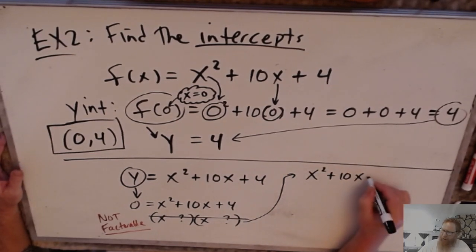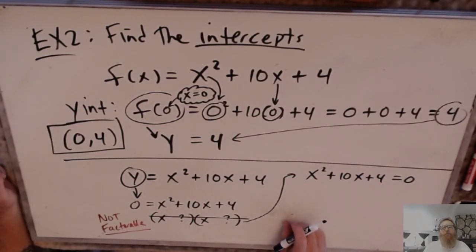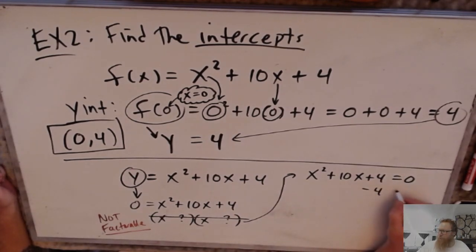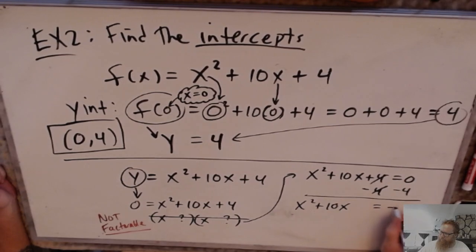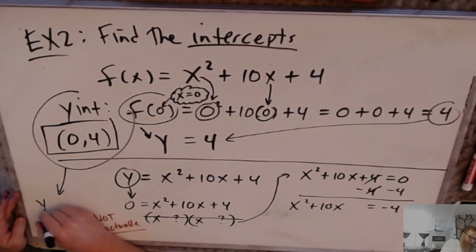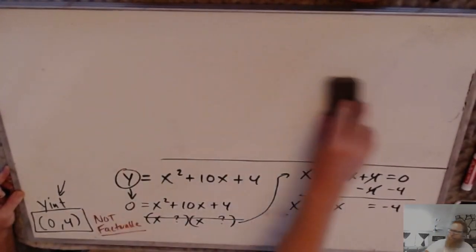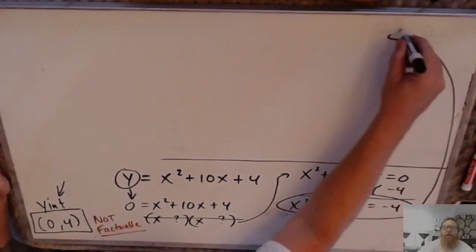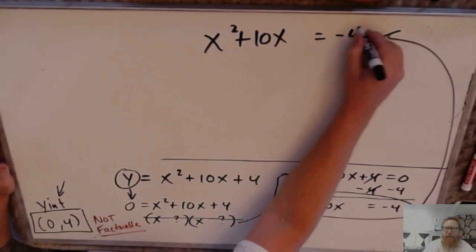I like to move my 0 to the right-hand side before I complete the square. So we're going to subtract 4 from both sides. I'm running out of room, so why don't I copy this answer here? Y-intercept (0, 4). And now I can erase all of this. It gives me a little bit more space to work. So I've got x squared plus 10x equals negative 4.